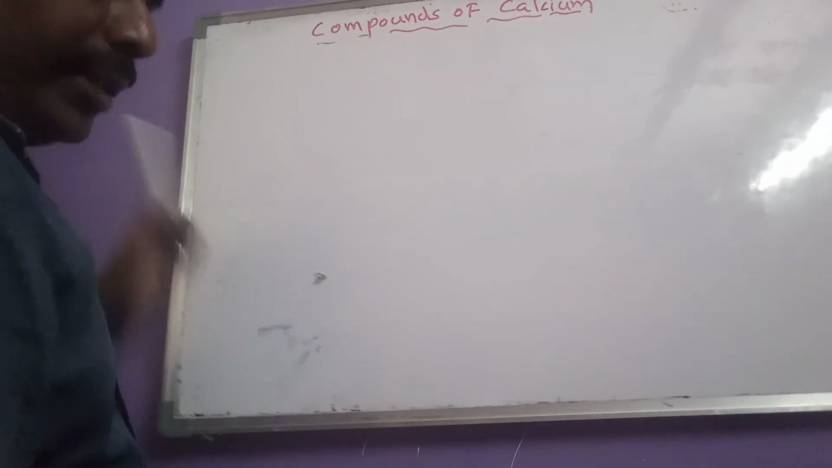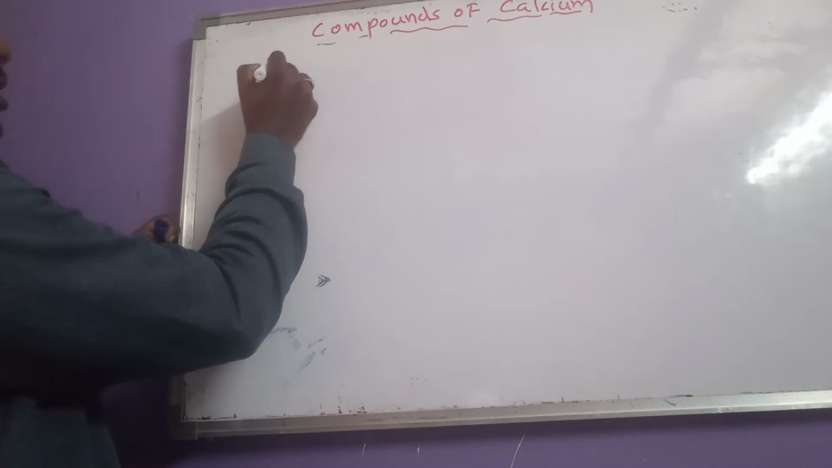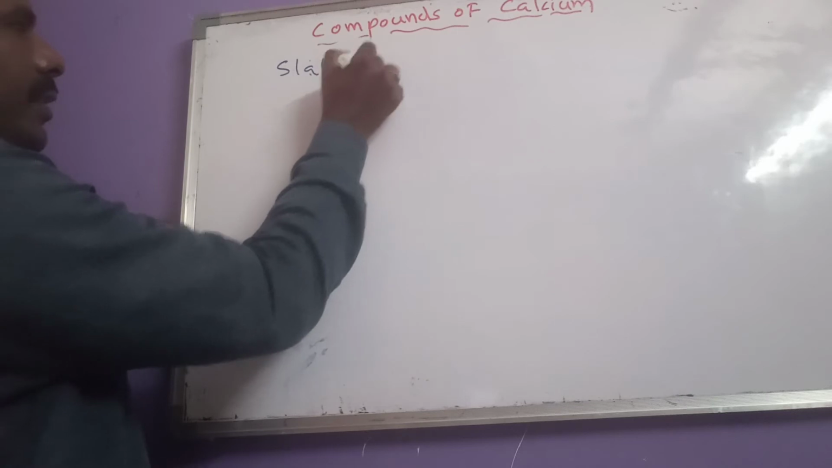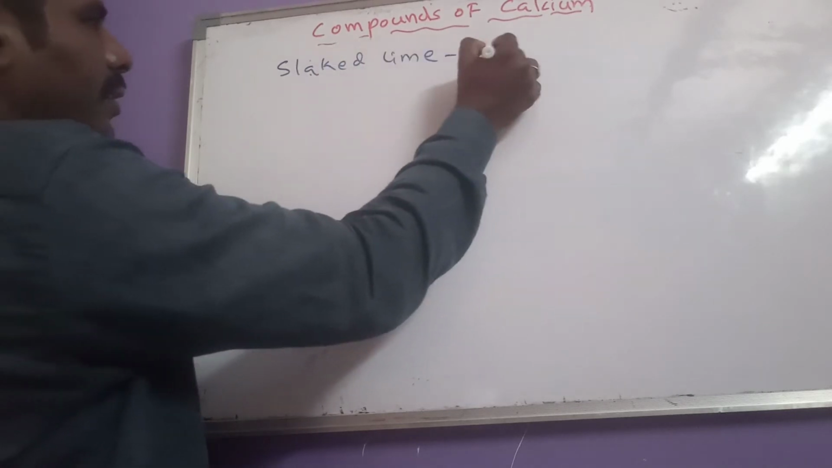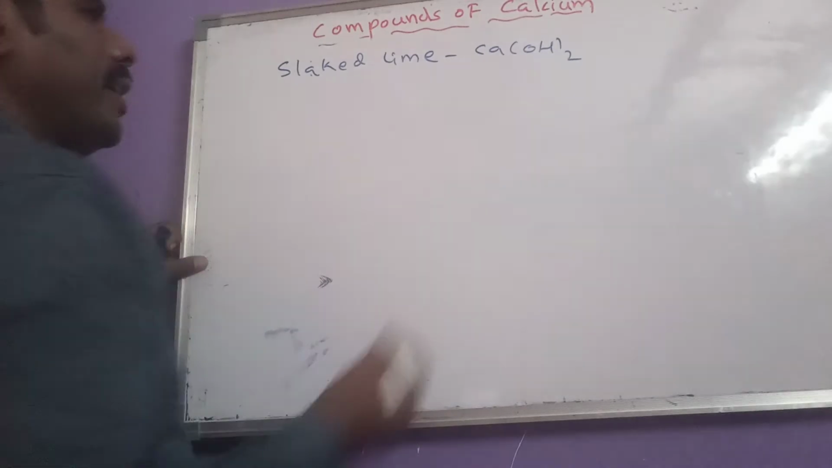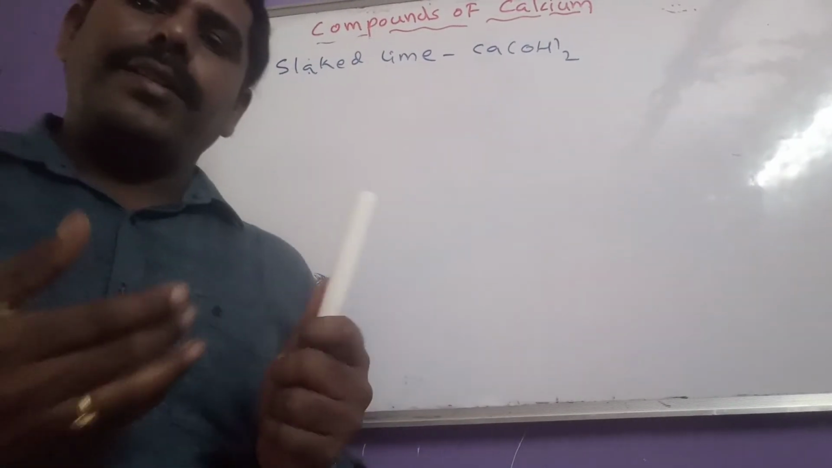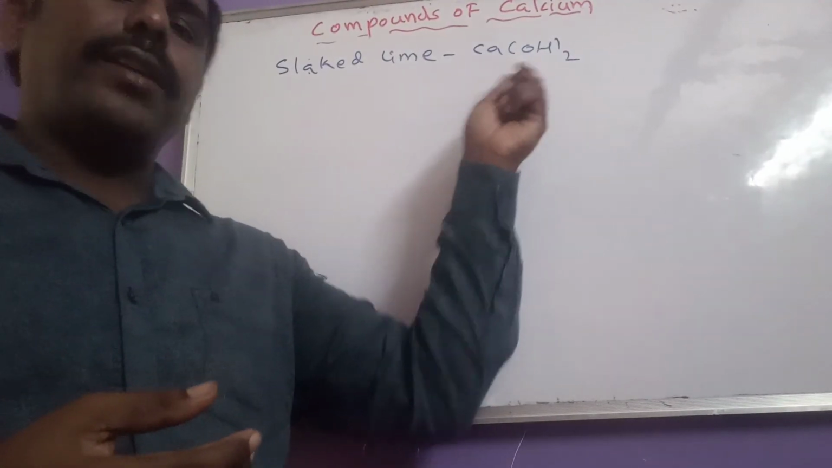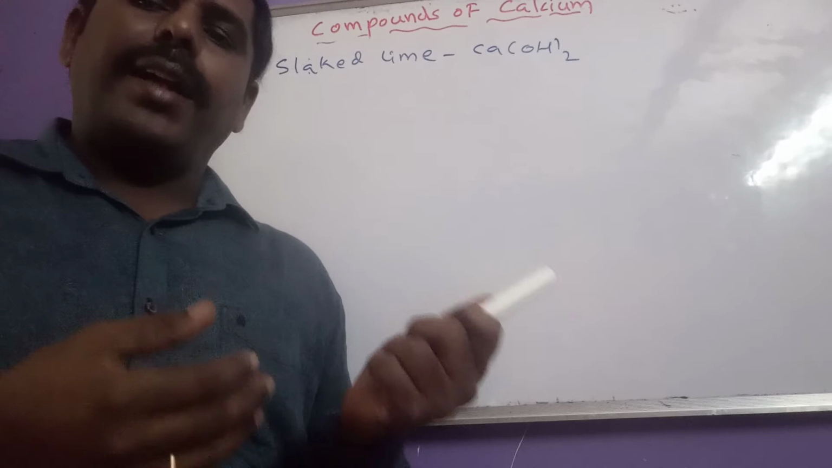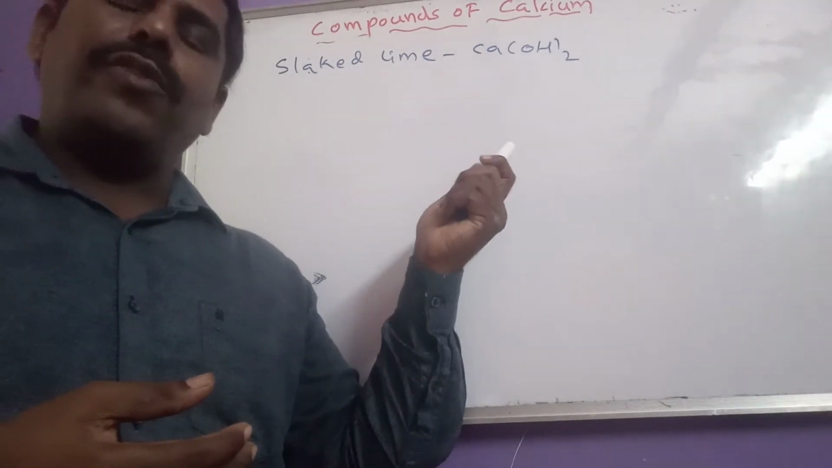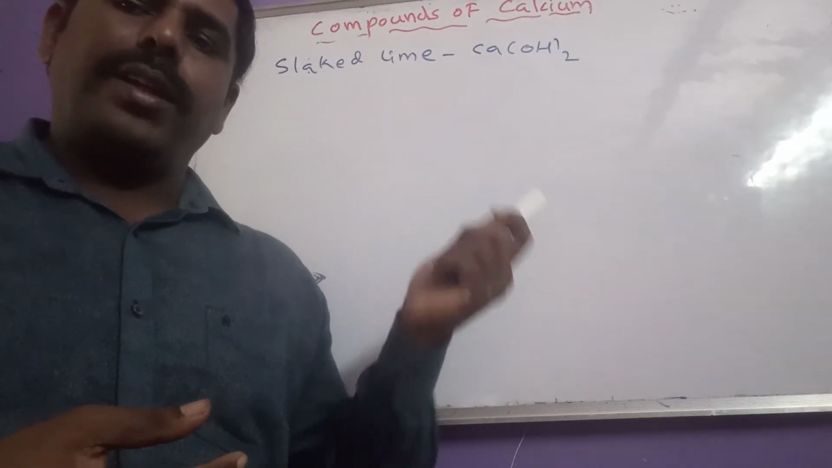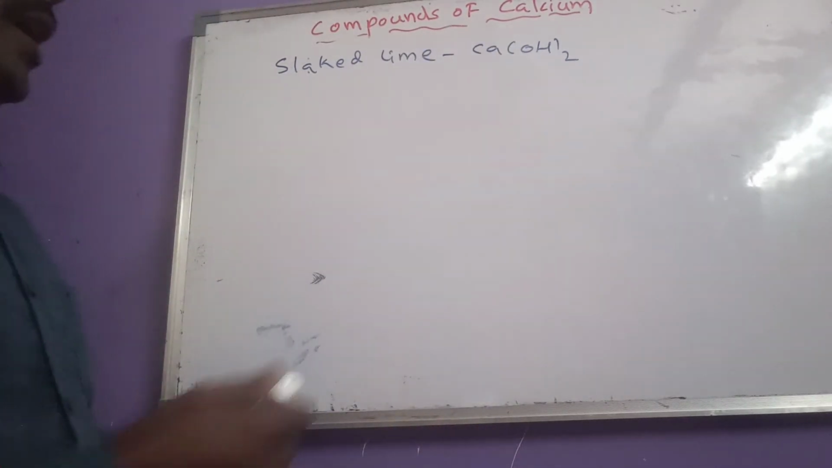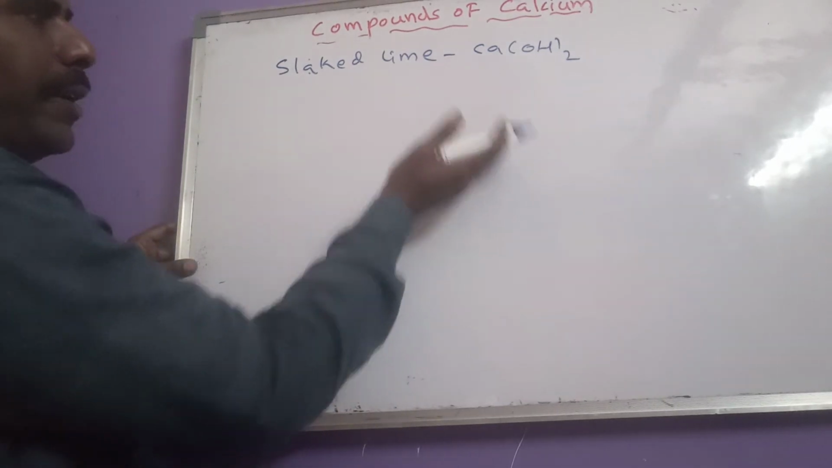Okay, then another compound of calcium is slaked lime. What is the slaked lime formula? Let us see here. Slaked lime is nothing but Ca(OH)2. By dissolving calcium oxide, that means quicklime, in water, we get calcium hydroxide. It is a white amorphous powder, that is calcium hydroxide, and it is also called slaked lime.